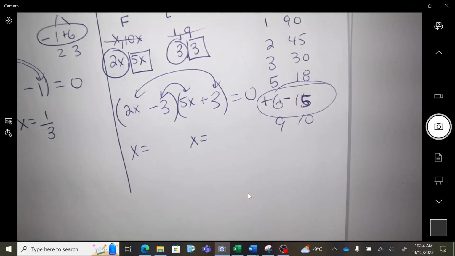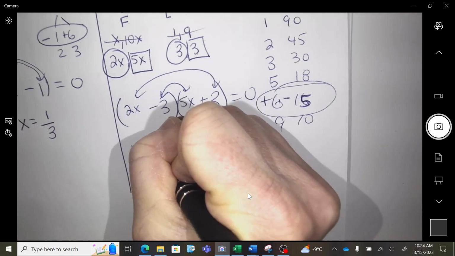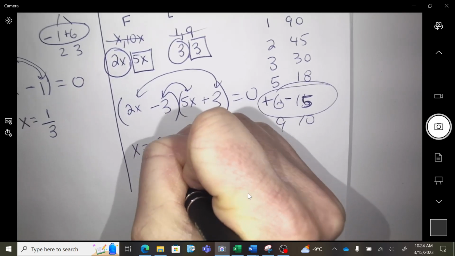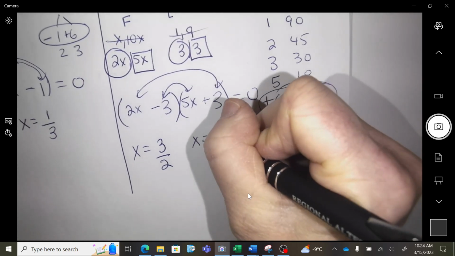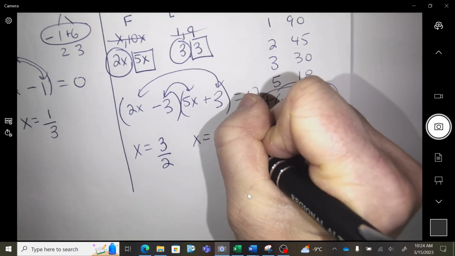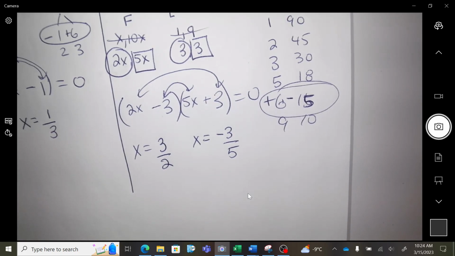Okay, both of your answers are fractions. So what would be your two answers as a fraction? So positive 3 over 2 and did you write negative 3 over 5? And you're done.